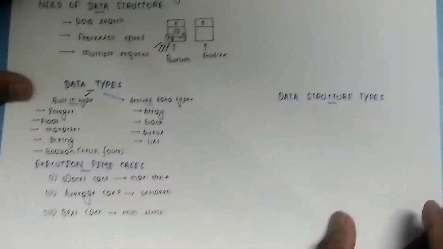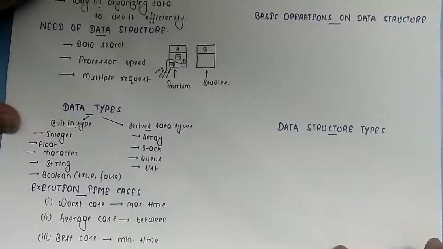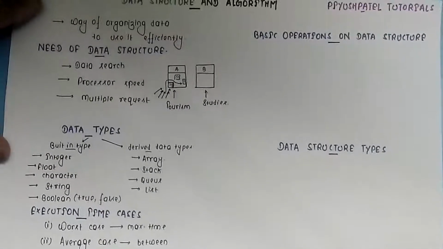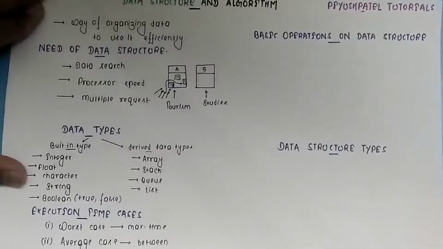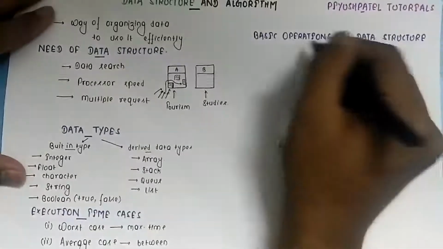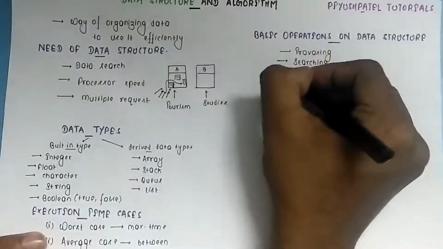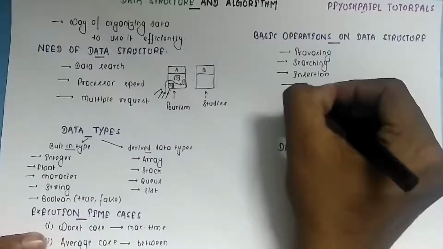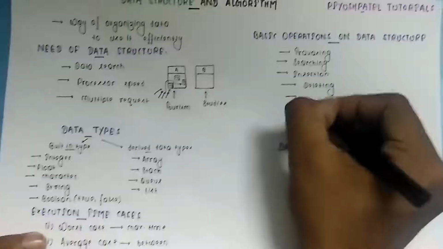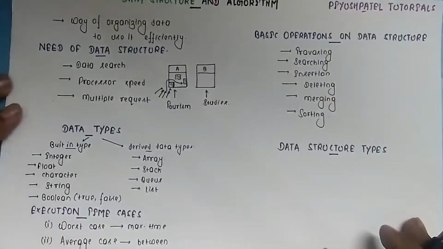And next we will study the basic operations on data structures. What are the operations which can be done on a data structure? These operations could be traversing, sorting, deleting, inserting, searching. I'm writing it here. The basic operations are traversing, searching, insertion, deletion, merging, and sorting. These are the basic operations which can be performed on a data structure.